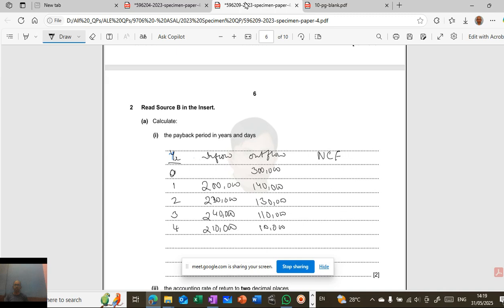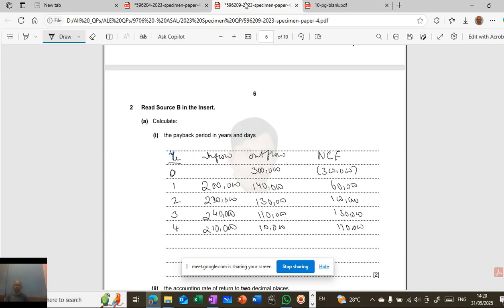So net cash flow, here it is minus 3 lakh, so here it is 60. 300,000 will be in brackets. So net cash flow is 60,000. Here it is 1 lakh. And here it's 1 lakh, then 1 lakh 10, 1 lakh 30,000. So 1 lakh 30,000. Yes, sir. 1 lakh 10,000. And then it's 1 lakh 10.